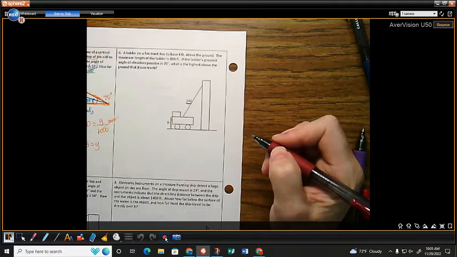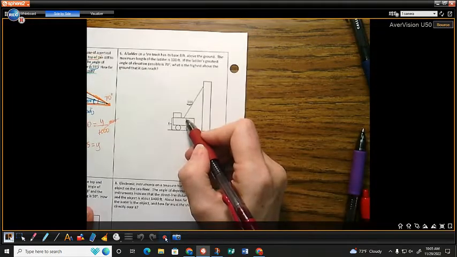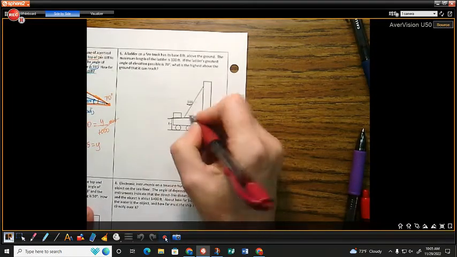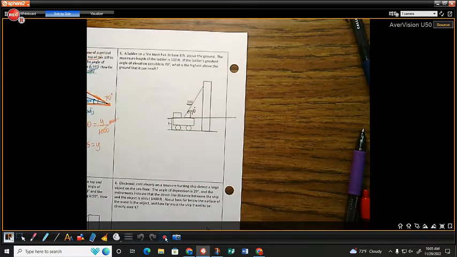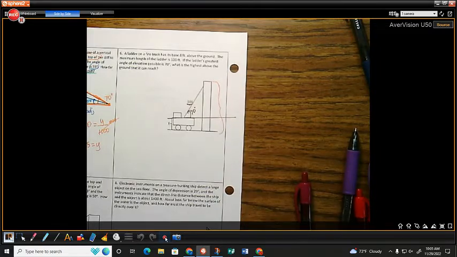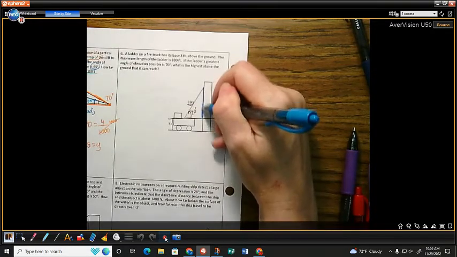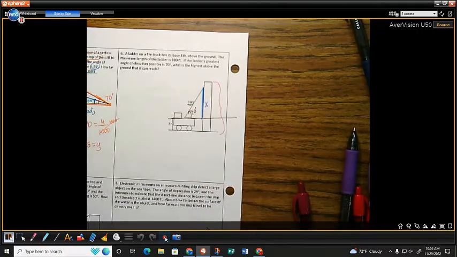Is the ground my horizontal here? No, the ladder doesn't go to the ground. It goes to the top of the truck. So there's your angle of elevation, being the 70 degrees there. And so they want to know, what's the highest above the ground it can reach? Will my triangle tell me that? No. My triangle will tell me this height right here. So go ahead and find that height right there.